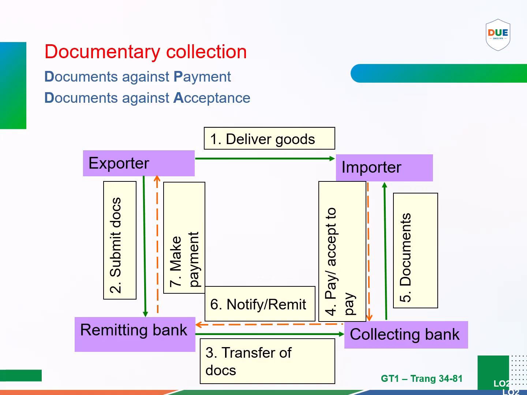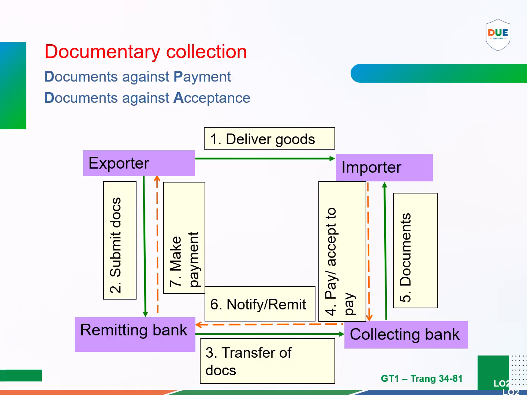In this method, the seller delivers the goods to the buyer under the contract, then prepares a collection package including the draft and shipping documents such as the bill of lading, commercial invoice, insurance certificate, certificate of origin, etc., and sends this package to their bank.